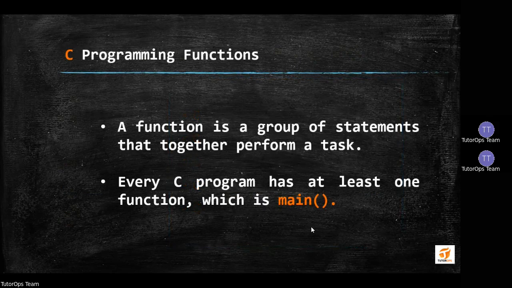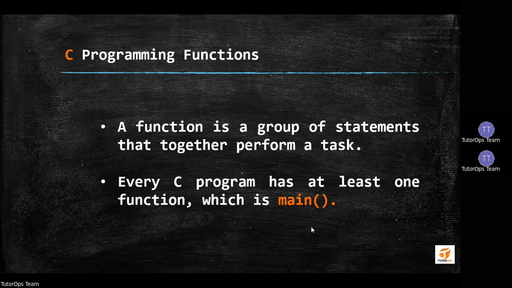So let's start. C programming functions. A function is a group of statements that together performs a task. Every C program has at least one function, which is main. Or you can say that you can divide up your code into separate functions. How you divide up your code among different functions is up to you. But logically, the division is such that each function performs a specific task.